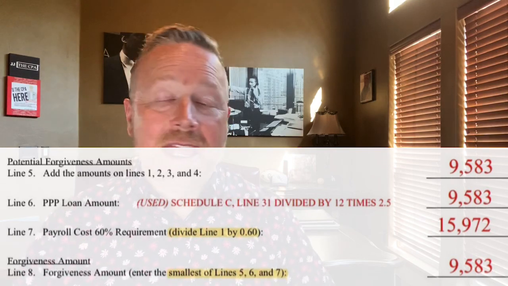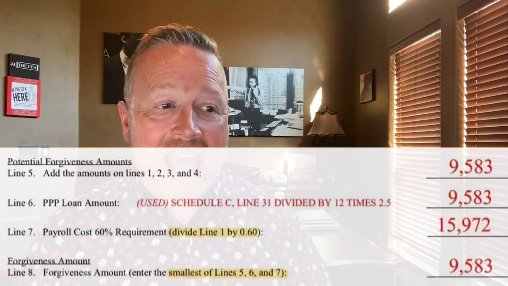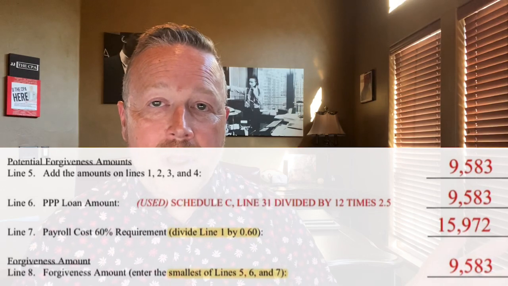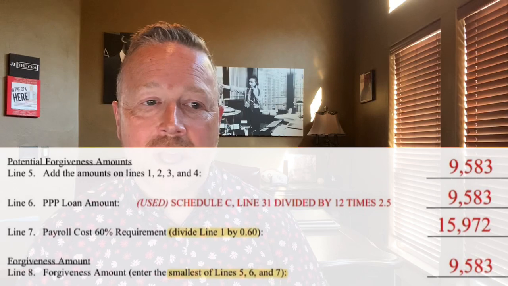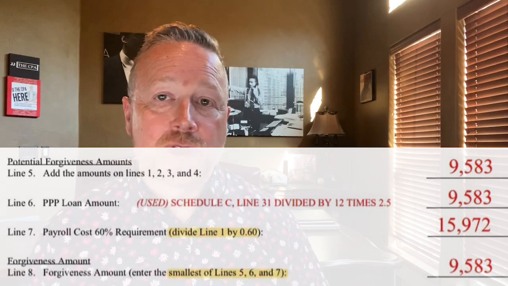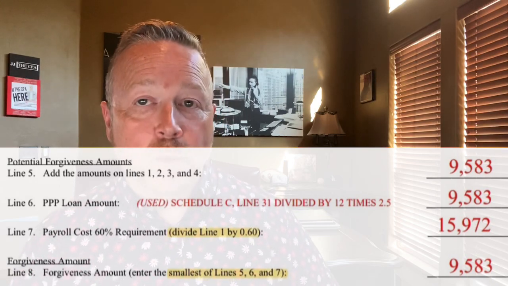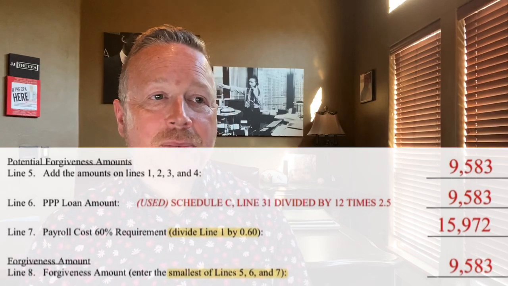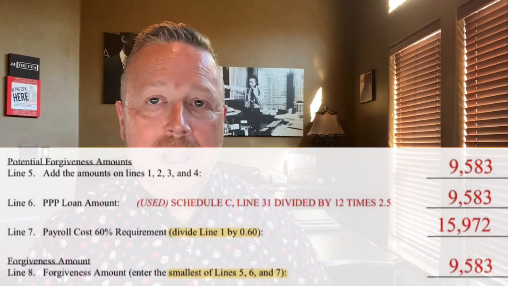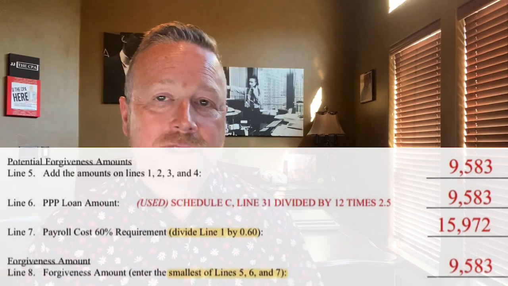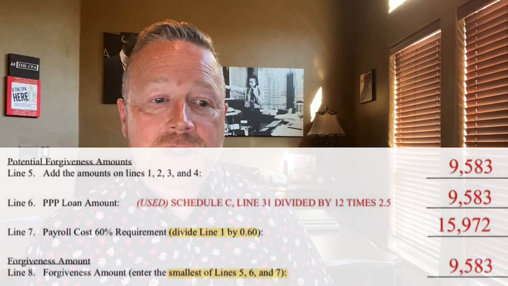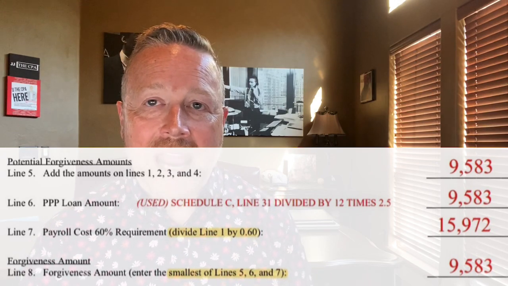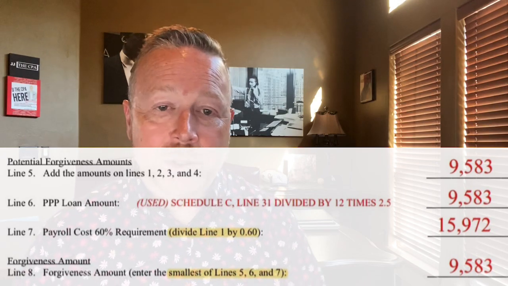But you're going to take then line 1, which is the 9,583, divide it by 60%, which is 15,972. It's irrelevant in the sense that for this example, you're looking at line 8, which is the forgiveness amount, which is the smallest of line 5, 6, or 7. So it's the smallest of line 1, 2, 3, and 4 added together, compared to what the PPP loan is, compared to the payroll cost divided by 60%. So you're getting the lower of, and it's then $9,583 as your forgiveness amount. And so you are done.